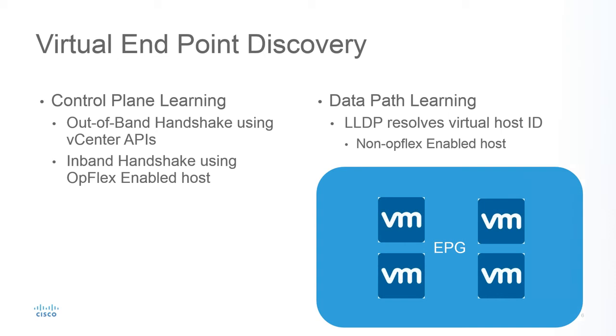The other way we can do virtual endpoint discovery is through data path learning, and this just uses the LLDP protocol to find your VMs.